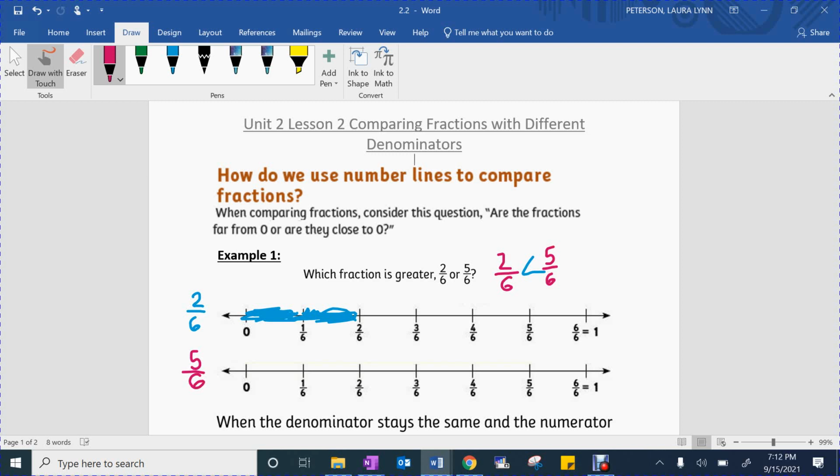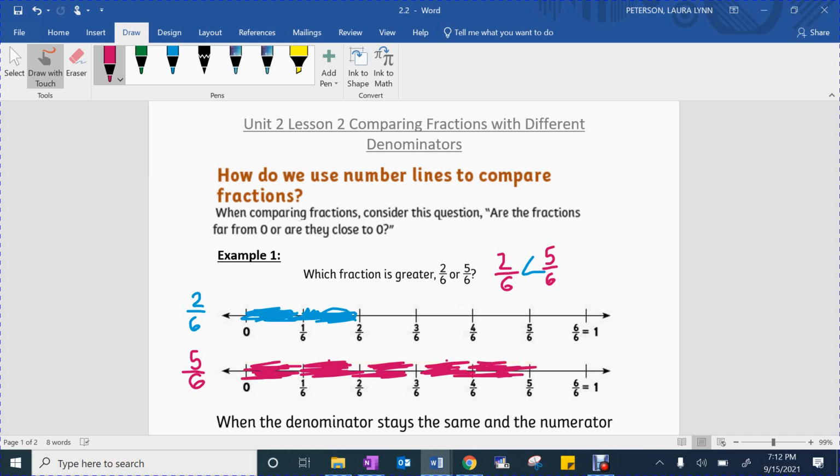So 5/6 means 5 sections. 1, 2, 3, well, here, 1, 2, 3, 4, 5 sections. So let's start to color all that in. 1, 2, 3, 4, and 5.